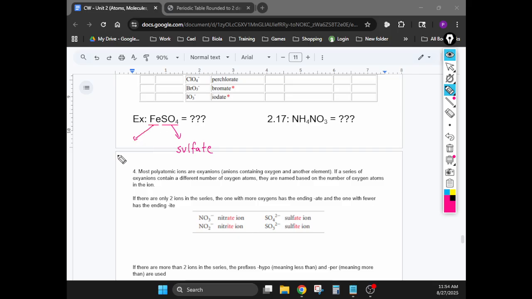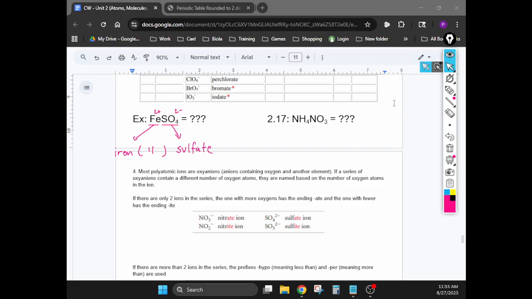This is still iron, but if you remember, iron's in the middle of the periodic table. So this one is going to require parentheses. I'll just do this one for you. Sulfate is -2. There's one iron balancing that out, so this is +2. So this would be iron (II) sulfate.